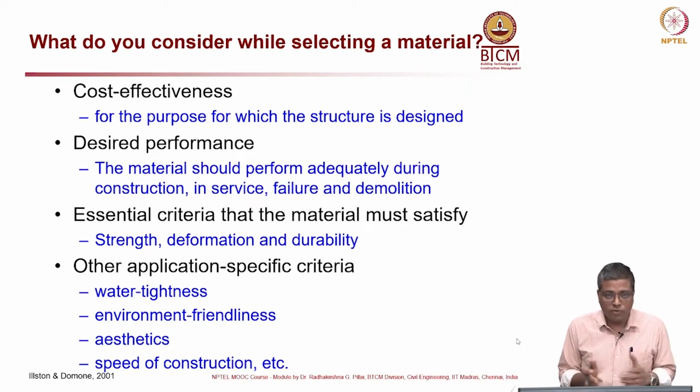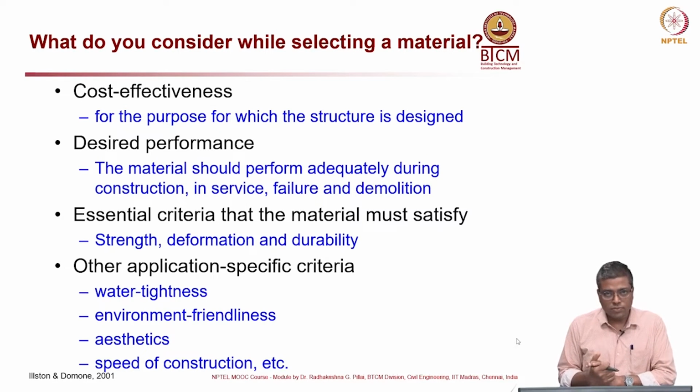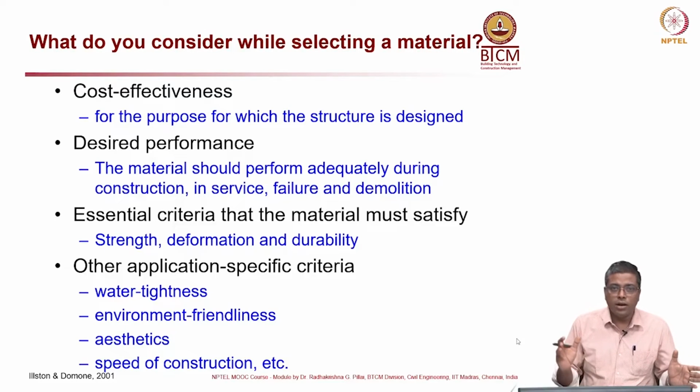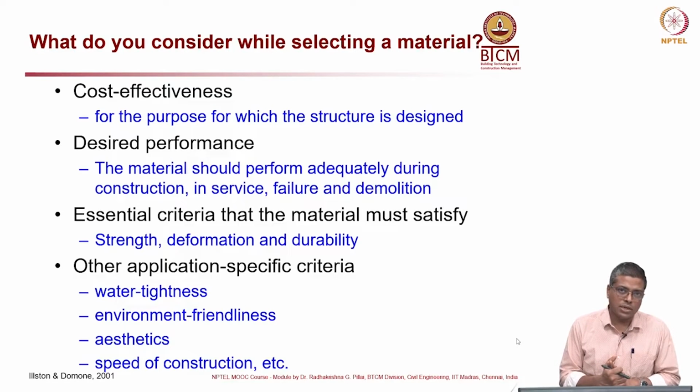Then the desired performance. When we talk about desired performance, that means the material should perform adequately during the construction, in the service period, and also during the failure and demolition phase. So, from the beginning till the end, that is from cradle to grave, the material system should perform in a desired fashion for the entire life of the structure. Now, during this time, what are those essential criteria that the material must satisfy?